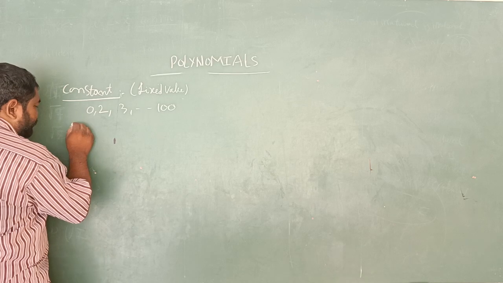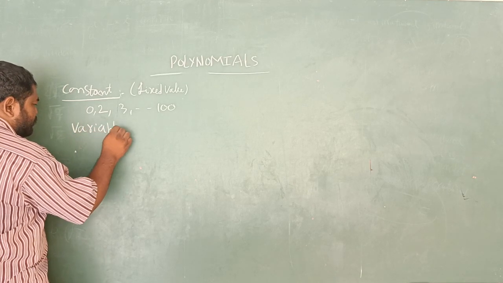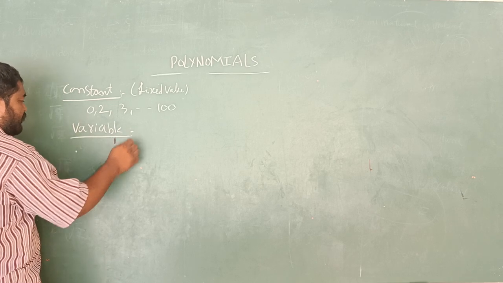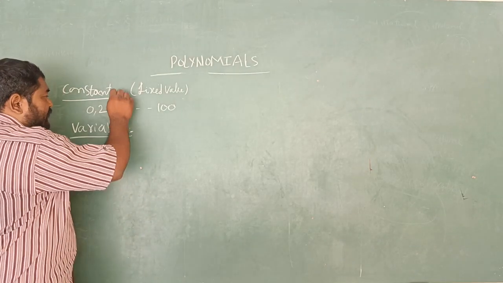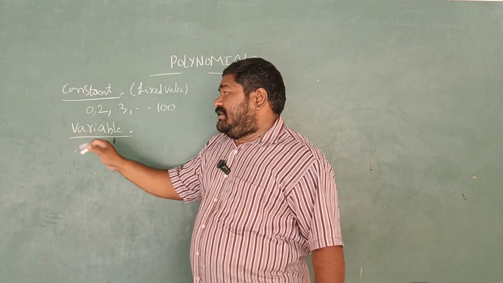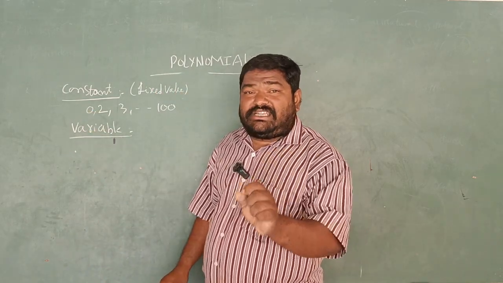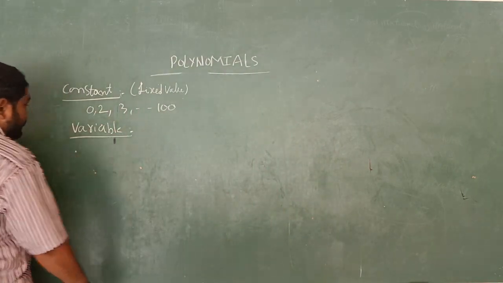Next one is variable. What is a variable? What is a constant? A symbol which has a fixed value is called a constant. Variable means a symbol which takes various values.